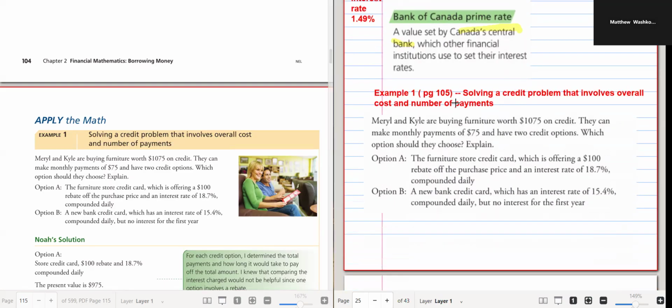We're going to start solving an example here, which is solving a credit problem that involves overall cost and number of payments. So make sure you get this example down from example one. Write this down, unpause the video, and you are good to go.